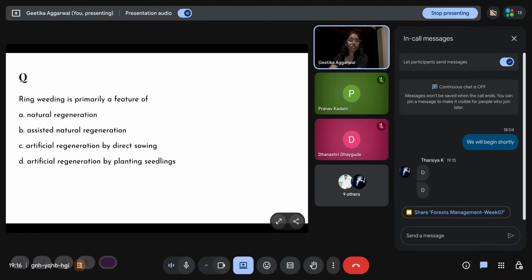You're saying artificial regeneration by planting seedlings. Other people, what are your answers? We just discussed this 5-10 minutes ago. In which of these practices is ring weeding a part of? Natural regeneration, assisted natural regeneration, artificial with direct sowing, or while planting seedlings?